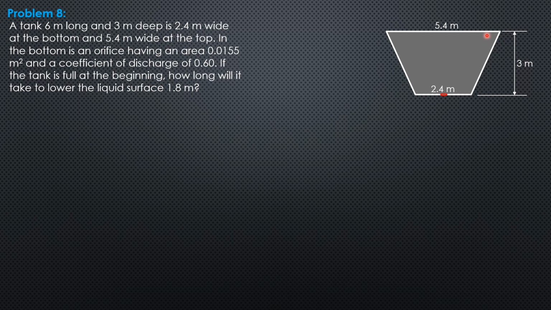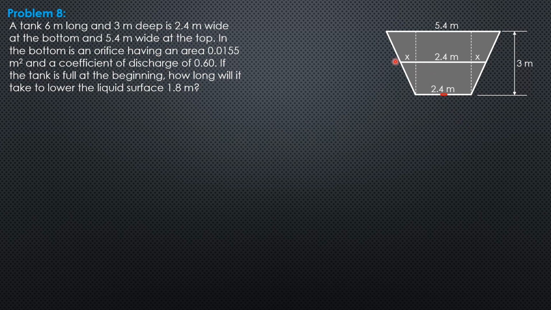So if the surface is lowered 1.8, meaning to say the final head would be 3 minus 1.8, 1.2. And the formula for this case, when area S is varying, is the integral of area S dH over Cd a square root of 2gH. So let's draw this line to express area S in terms of the head. So this is the area S at any instant.